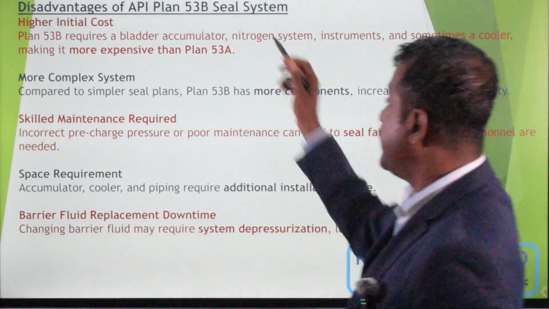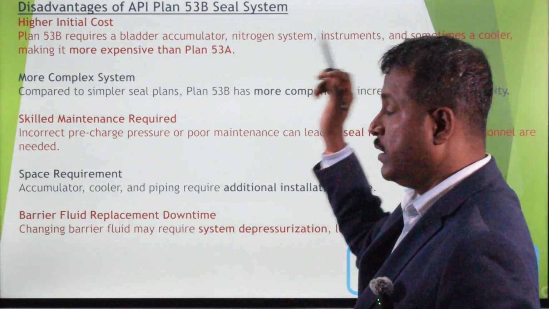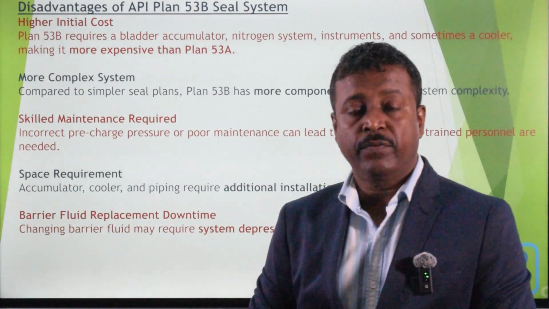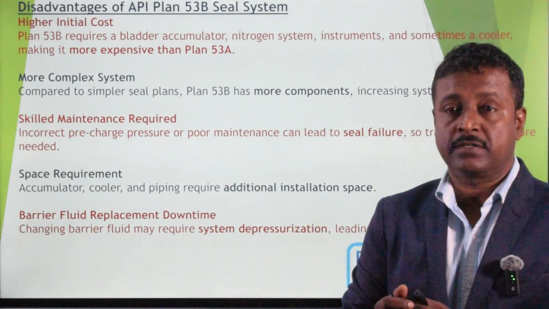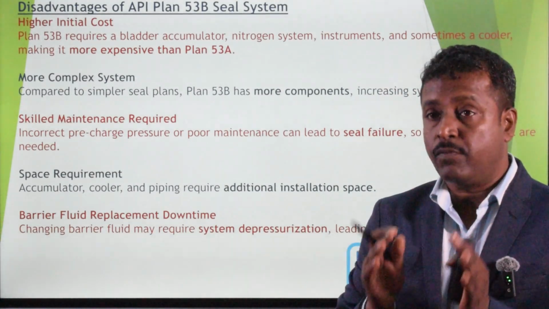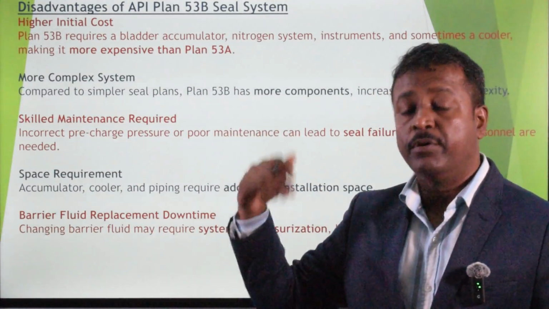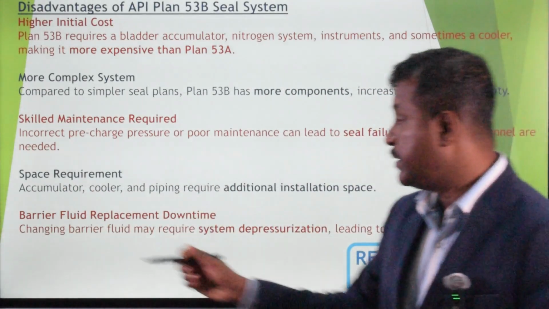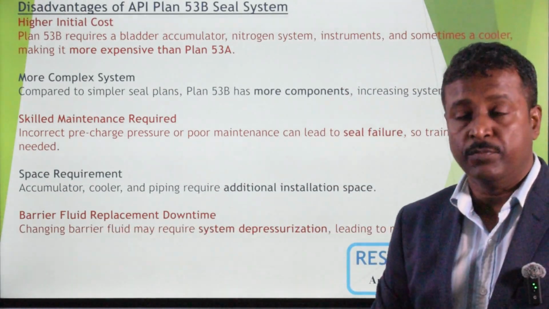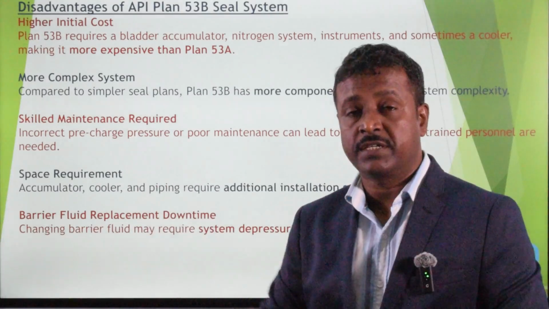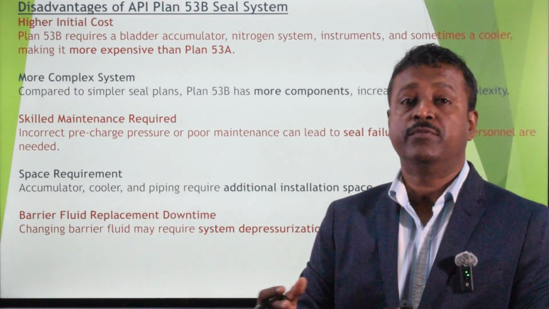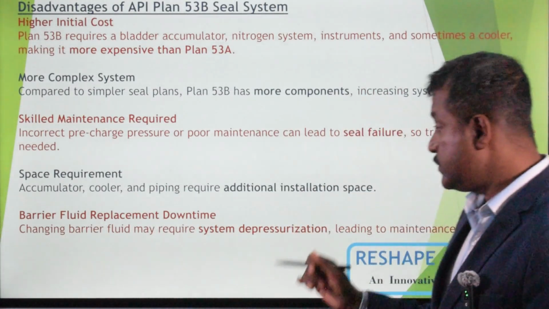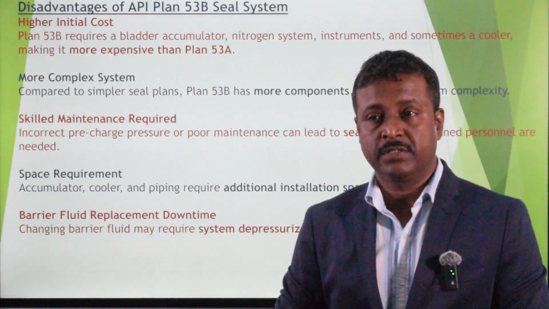Disadvantages of this particular seal plan: higher initial cost, a complex system, and skilled maintenance is required. Why? Because nitrogen fill-up is a tedious task. We have to maintain proper nitrogen pressure in the bladder accumulator, and for this, skilled manpower is required. Space requirement is high compared to other seal plans. Barrier fluid replacement downtime is more compared to other seal plans. As we already discussed, at the time of nitrogen fill-up, we have to depressurize the pump and the barrier liquid pressure. So these are the disadvantages of this particular system.